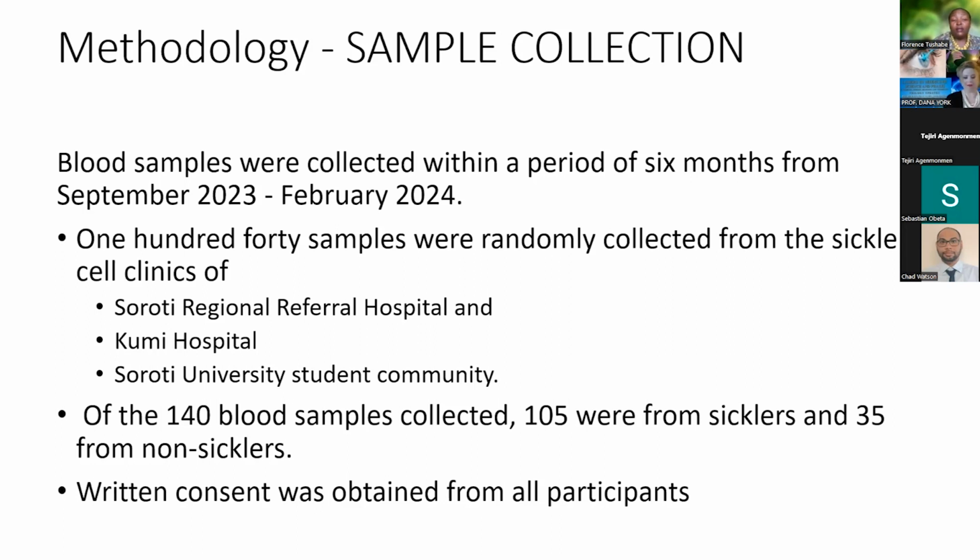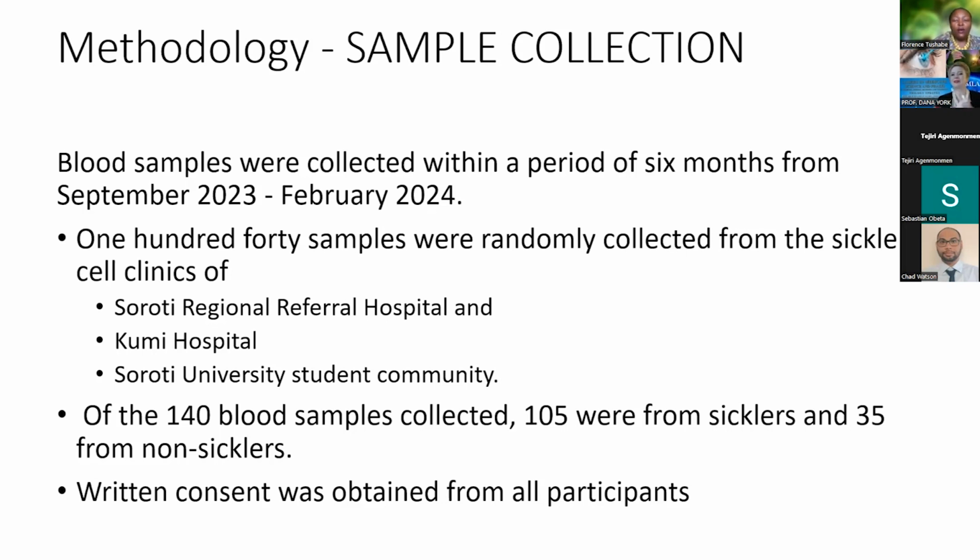We picked blood samples from volunteers in a period of 6 months, from September 2023 to February 2024. And we had 140 volunteers from 3 different places. One is Soweto Regional Referral Hospital, which is a big hospital here in Uganda. One is from Kumi Hospital, which is not so big. And then from Soweto University, where I work, and the student community. These ones, we got negative samples from them. Then the first 2 we got from the patients.